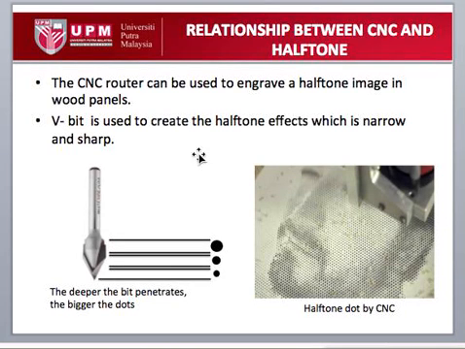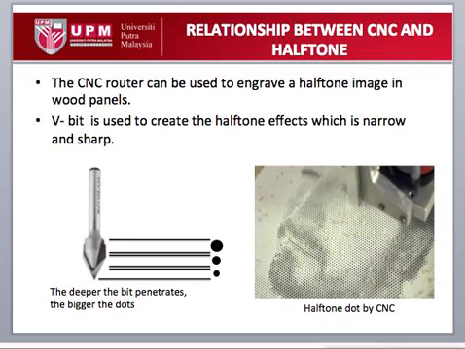So what is the relationship between CNC and halftone? The CNC router can be used to engrave a halftone image in wood panels, and the V bit here is used to create the halftone effect, which is narrow and sharp. The bit here is going to be used to make the hole, to make the halftone dot on the wood panel.